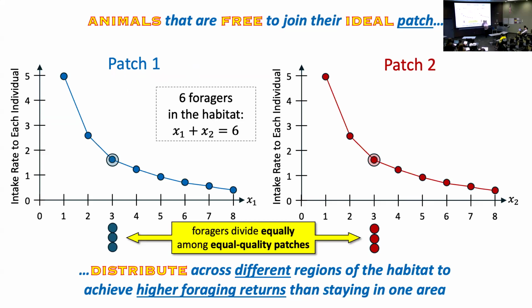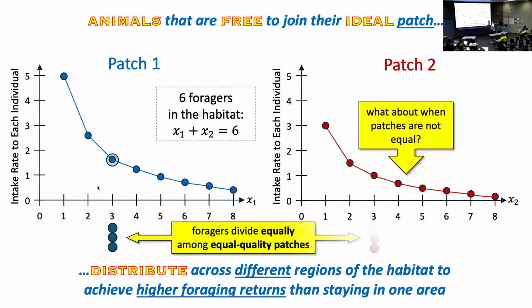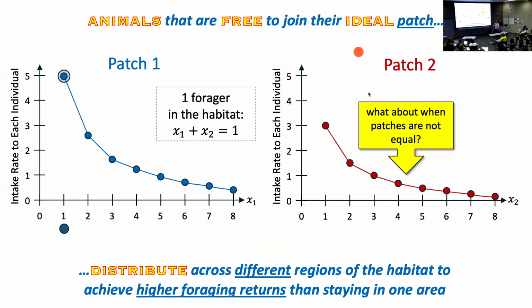Good. So let's now make it more interesting. Let's say that the person at patch 2 is stingier. They throw breadcrumbs in at 3 breadcrumbs a minute instead of 5 breadcrumbs a minute. So now we effectively have a high quality patch and a low quality patch.